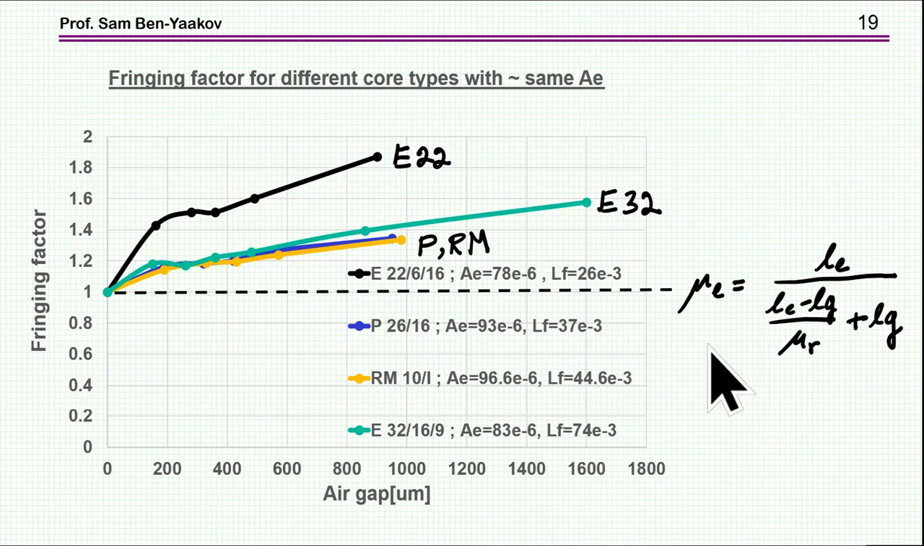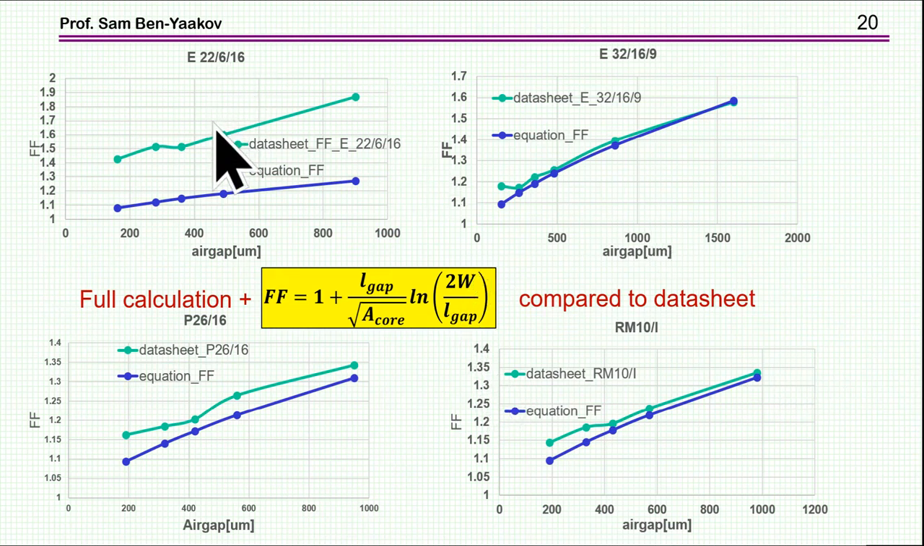However, not only is the data different from this full equation, in that there is a fringing effect which is not taken into account, as it turns out, the data is also different from the value that you'll get if you use this theoretical fringing factor. So this line here is the theoretical value including the fringing factor, while this is the data sheet. In the E22, it's the worst case. As it turns out, for the larger core, there's some deviation here, but here it's pretty close. And also here for the RM, for the larger air gap, it's getting close. But again, for the P26, there is quite a bit of a difference.